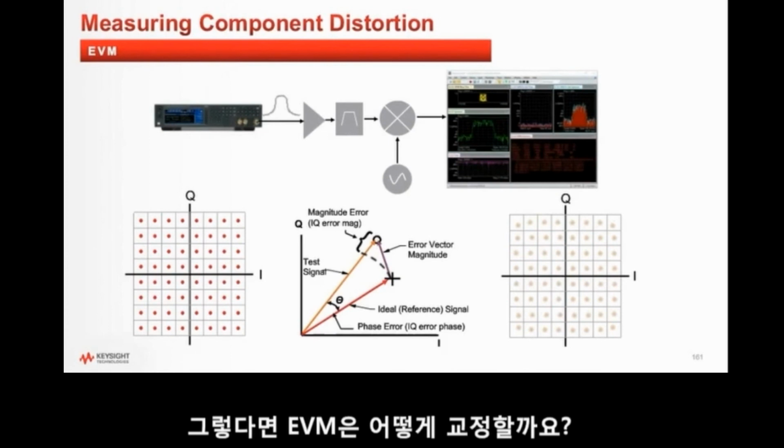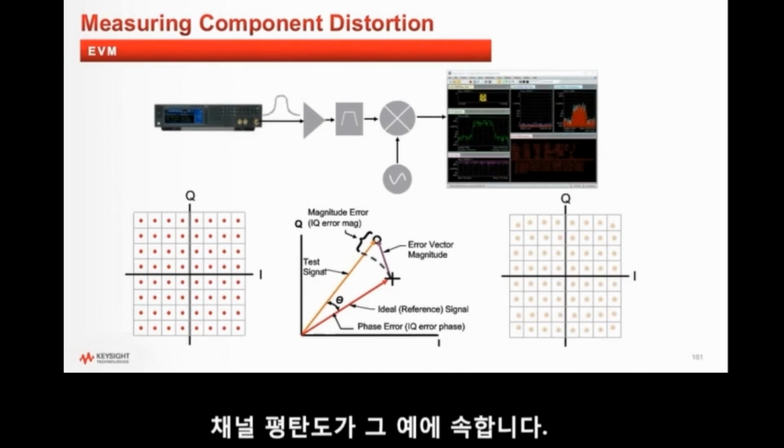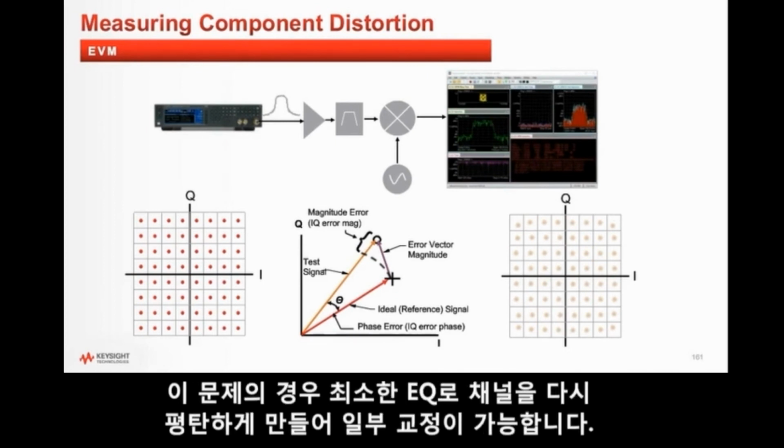Yeah, how do you correct it? Well, it depends a lot on what's wrong. Some of these things are kind of expected to go wrong. Things like the channel flatness, it's normal and oftentimes expected to have some ripple across your bandwidth, and you can correct that at least partially with EQ to bring it back to a flat channel.